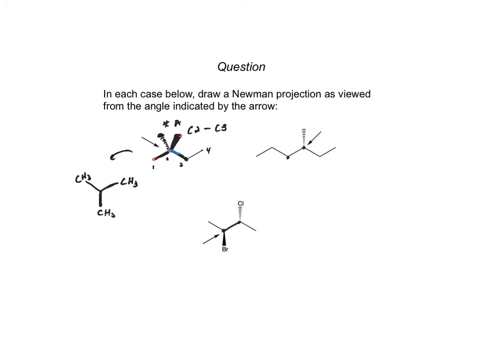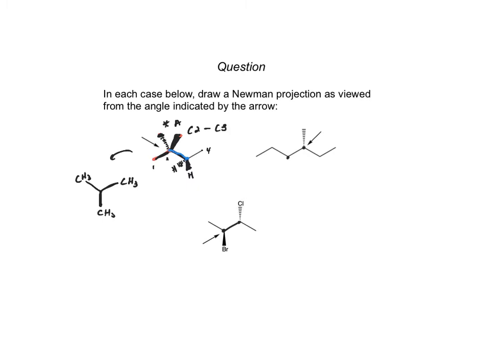We're now going to look at my back carbon. For my back carbon, I only have one thing that's drawn that's attached to it. So we know that the other two things for that carbon, because we're dealing with a tetrahedral carbon, are a hydrogen that has to be coming out at us, and a hydrogen that has to be going into the board. Those two things are implied.